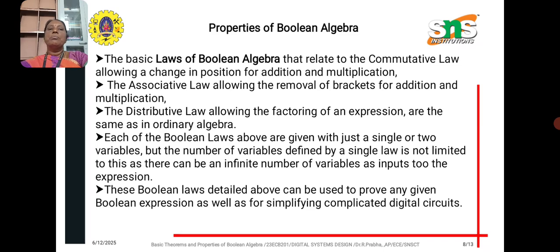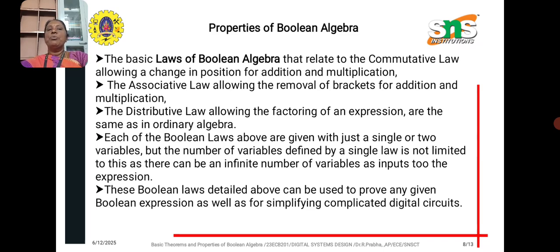And now, the properties of Boolean algebra. So far we have seen the laws of Boolean algebra, and now the properties. The basic laws of Boolean algebra relate to the commutative law, allowing a change in position for addition and multiplication. The associative law allows the removal of brackets for addition and also multiplication. The distributive law allows the factoring of an expression, the same as in ordinary algebra.